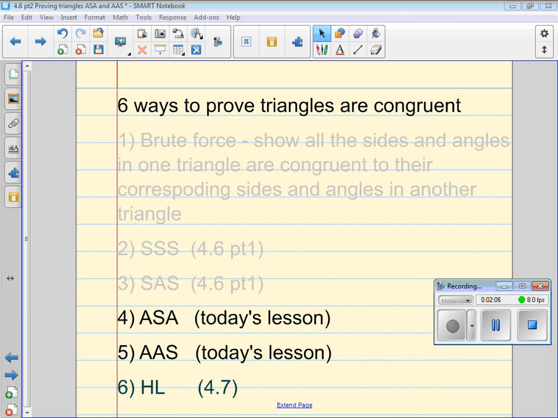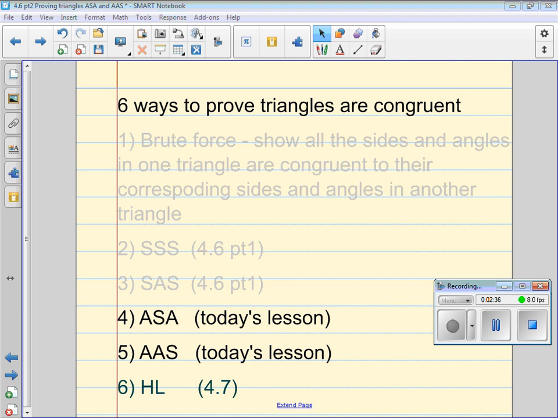Well, last video, we learned a shortcut. Matter of fact, we learned 2 shortcuts. It wasn't that we had to show everything was congruent. It was enough to show triangles are congruent by using side, side, side, or side, angle, side. If you don't remember what those are or need to review, please go back to the 4.6 part 1 video and review those. Okay, so today we're going to look at ASA, which is angle side angle, and AAS, which is angle angle side.